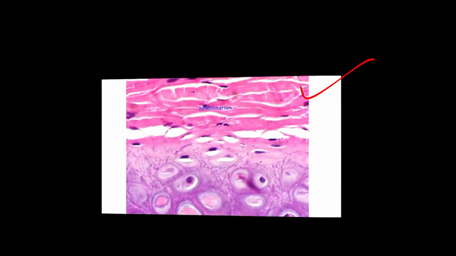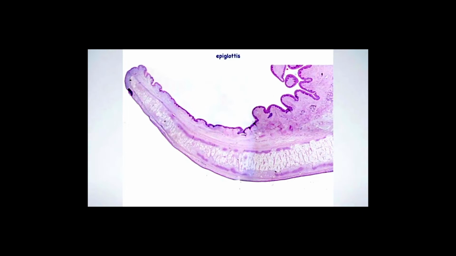Now this is the perichondrium, and these are the lacunae. Now we can see here the epiglottis.